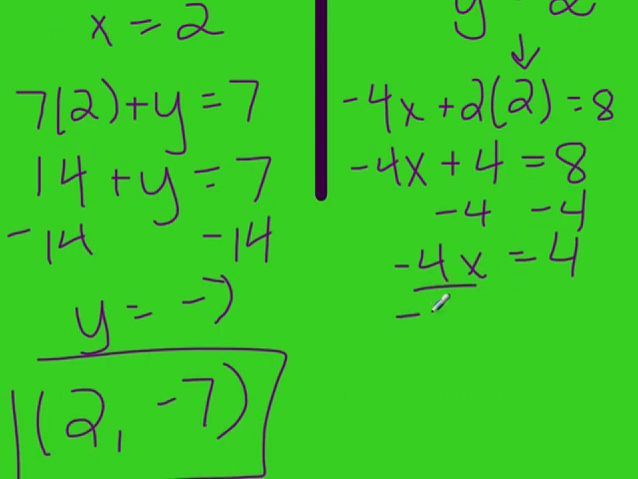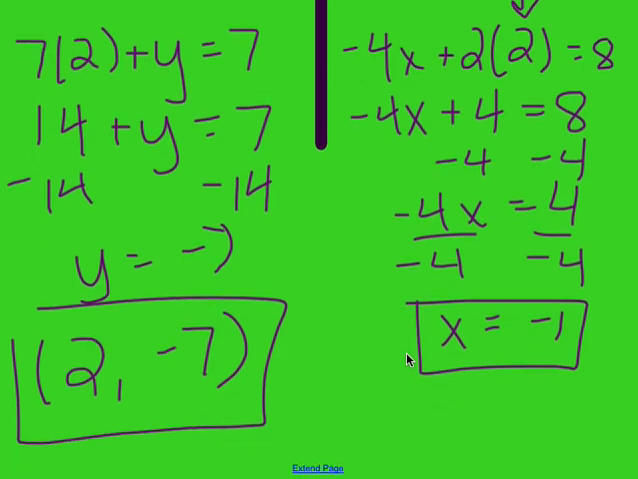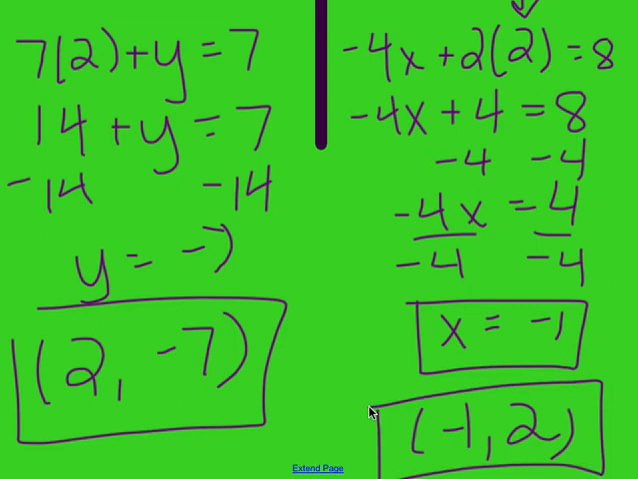So then I'm going to divide both sides by -4, and I end up getting that x is equal to -1. So x is equal to -1, and now we need to write that as a coordinate point, -1, 2. Remember that points are always x, y. Let's take a look at this word problem.